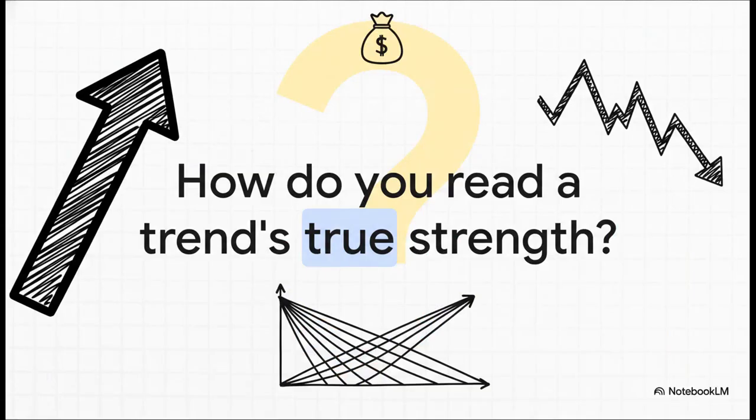I mean, that's the big question, isn't it? You see the price moving up or down, but is it a strong move, a confident one, or is it kind of weak, looking like it could reverse any second? Just looking at the price candlesticks alone, it can be really tough to tell.